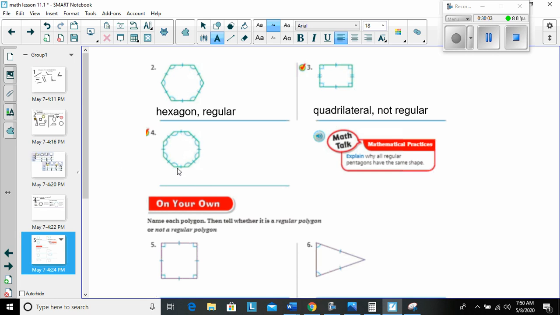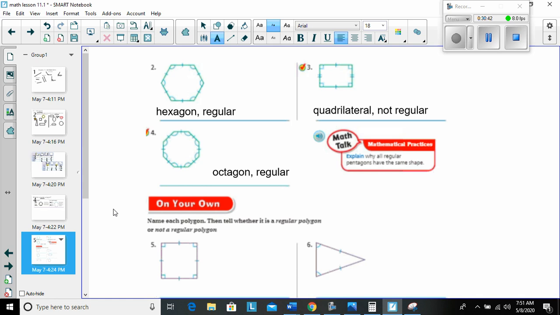Okay. Let's do another. So if we start at the bottom, let's count the sides. 1, 2, 3, 4, 5, 6, 7, 8. 8 sides is an octagon. Octagon. There we go. And then the next part, is it regular or not regular? And we look at the markings, right? Regular means same sides and same angles, and I see single ticks all the way around, and I see single arcs all the way around, so this is regular.